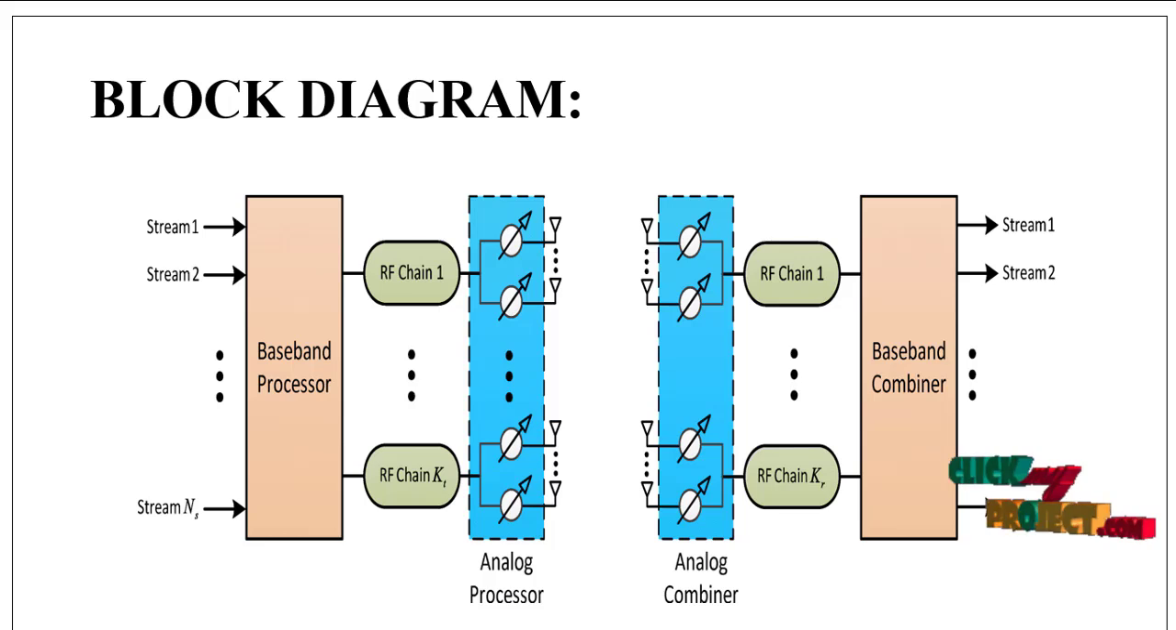And then in the receiver part, there is the analog combiner. The combiner is the combination of the analog as well as the received signal. And then in the receiver part we also have the RF chain 1 to RF chain KR, that is from 1 to n. And then finally we move on to the baseband combiner. And then our output is multi-output. So we get the multi-output. The MIMO concept with the OFDM is explained in this block diagram.